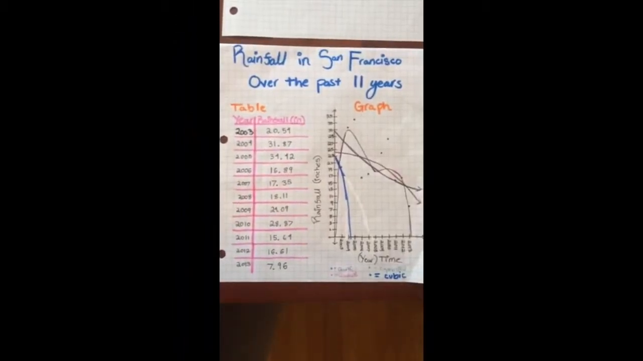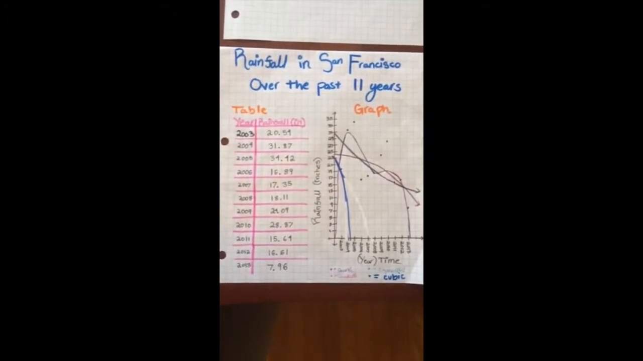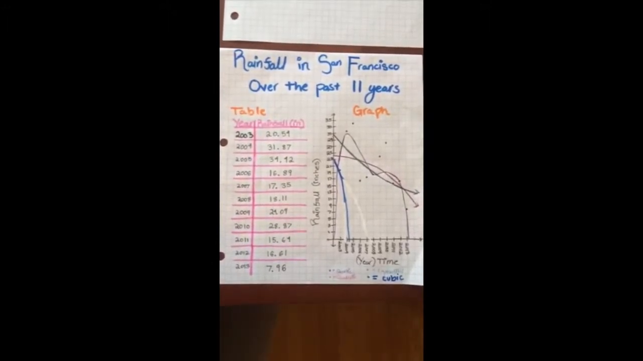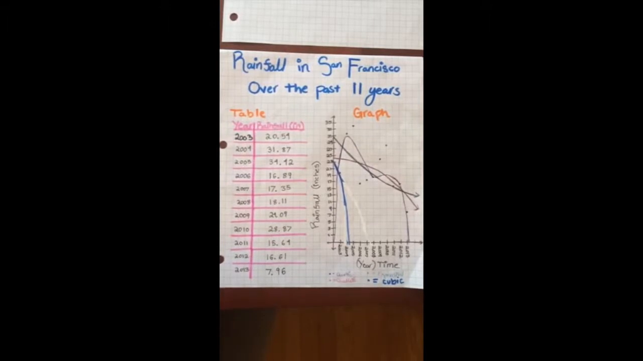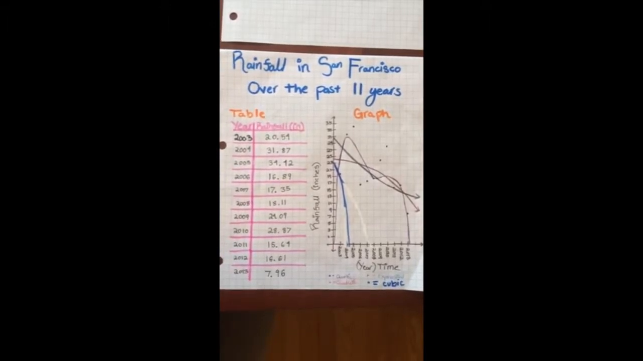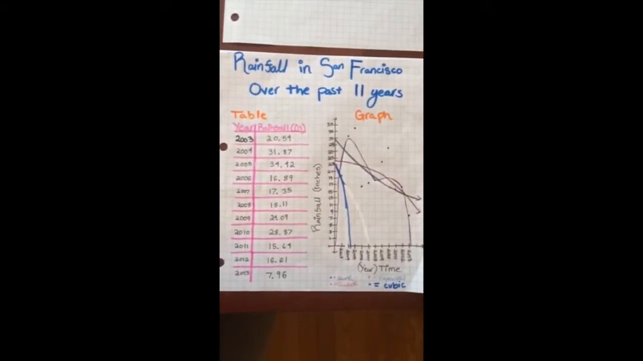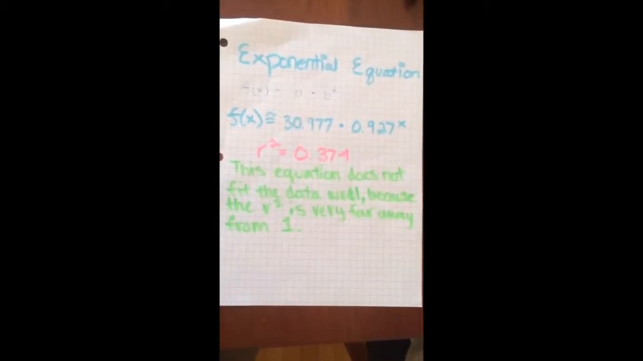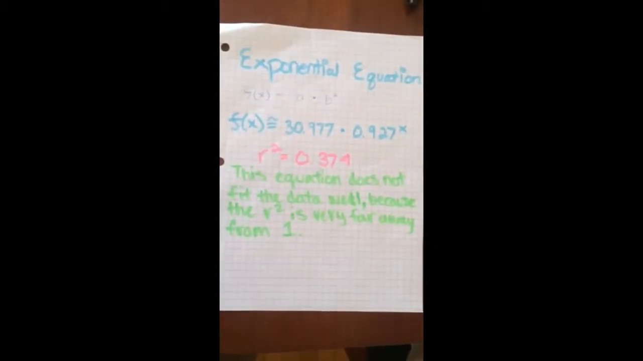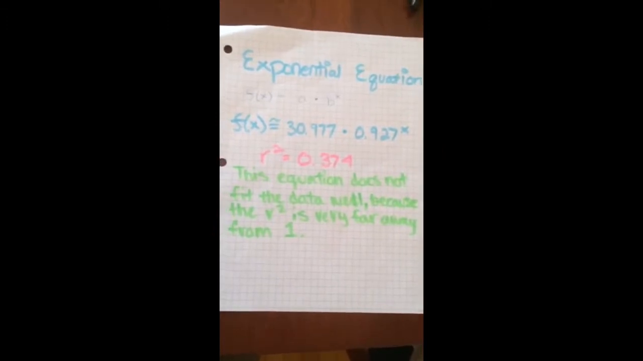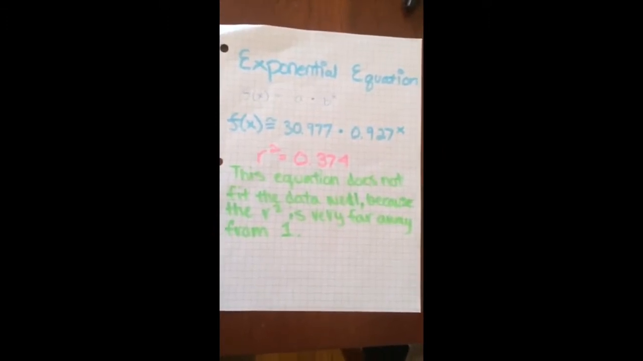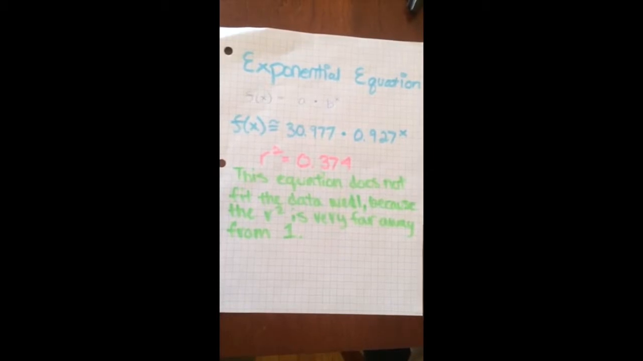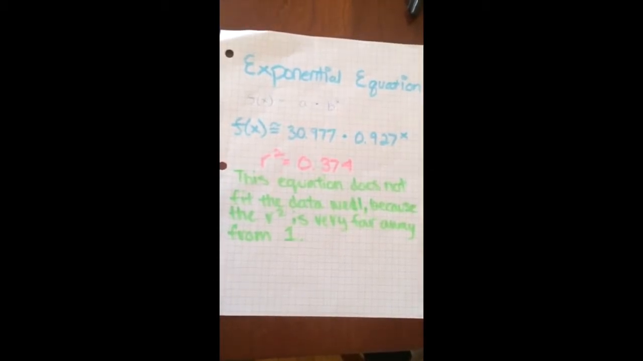Looking at the graph of rainfall in San Francisco over the past 11 years, you can see the models of the 4 different equations. The exponential equation does not fit the data well because the r squared is very far away from 1. After entering the data into the calculator, we used StatCalc to get the exponential equation, which is f of x equals 30.977 times 0.927 to the x with a coefficient of determination of 0.374.